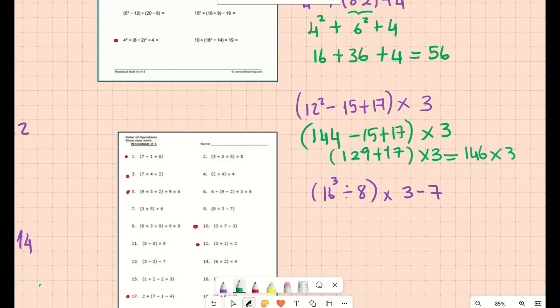146 times 3 is, and then to find that answer, I multiply. 6 times 3 is 18. You have 1 in your hand. 4 times 3 is 12. You add 1, 13. And then you have 1 in your hand again. 1 times 3 is 3, plus 1 is 4. 438 is your answer. Then this one is a little bit complicated.